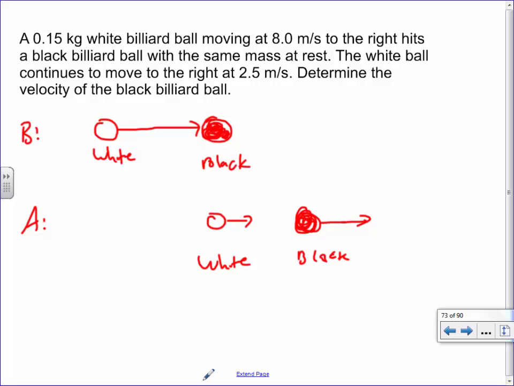Will they be going forward as fast as the original first ball started? No, they're going to be slightly slower. So that's our goal here. We want to figure out the velocity of the black billiard ball.